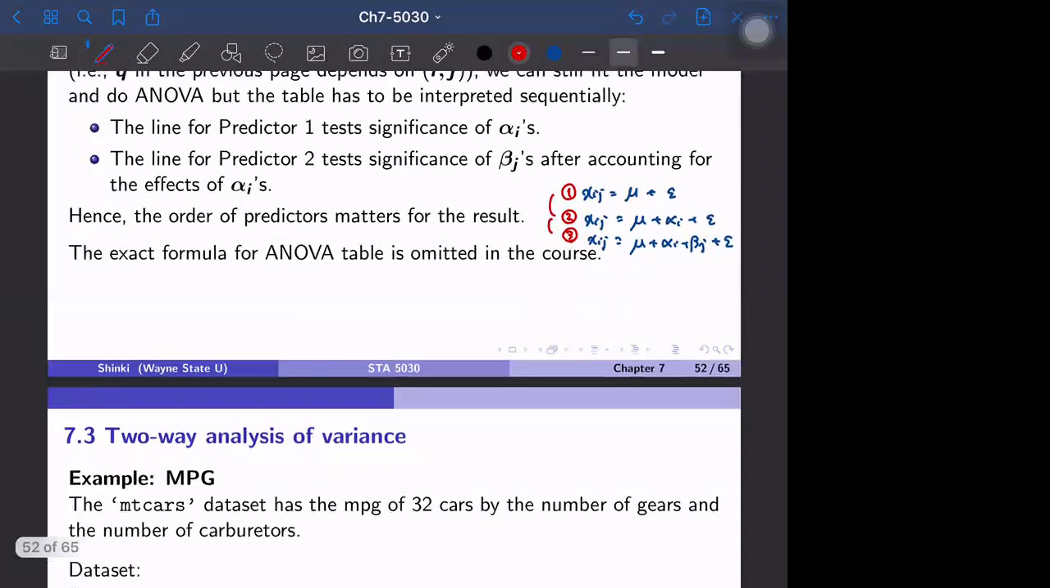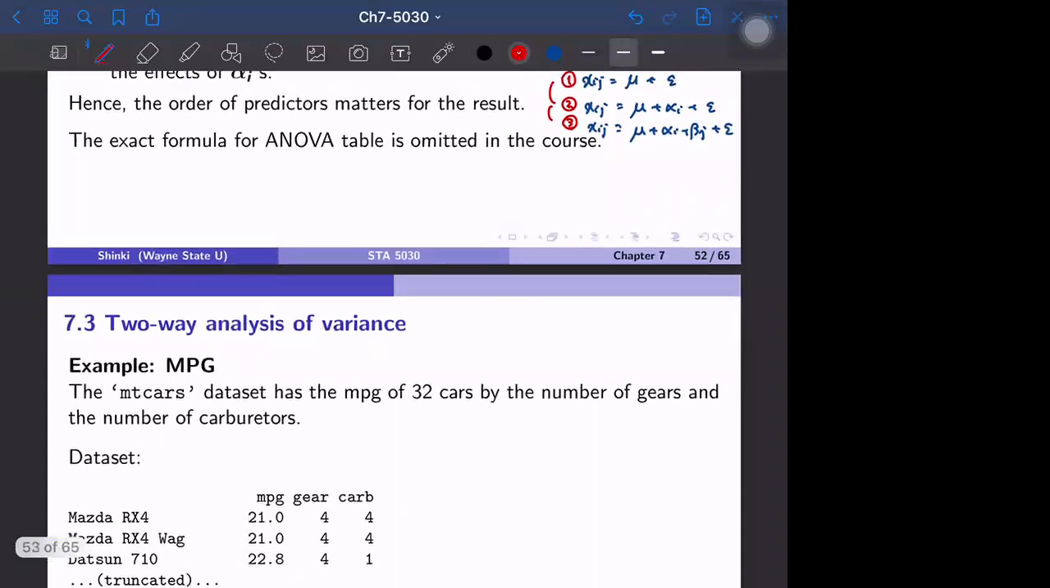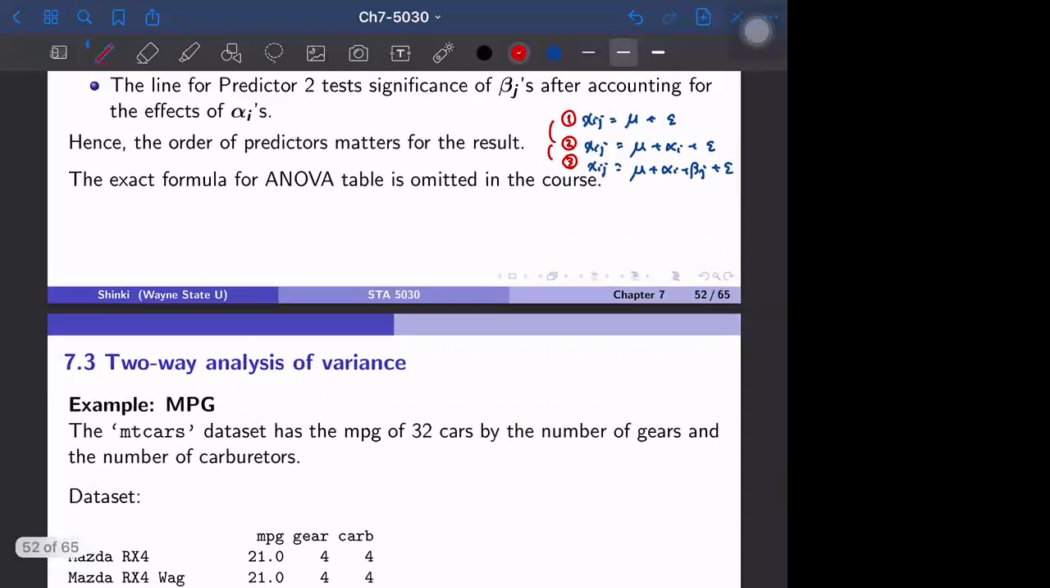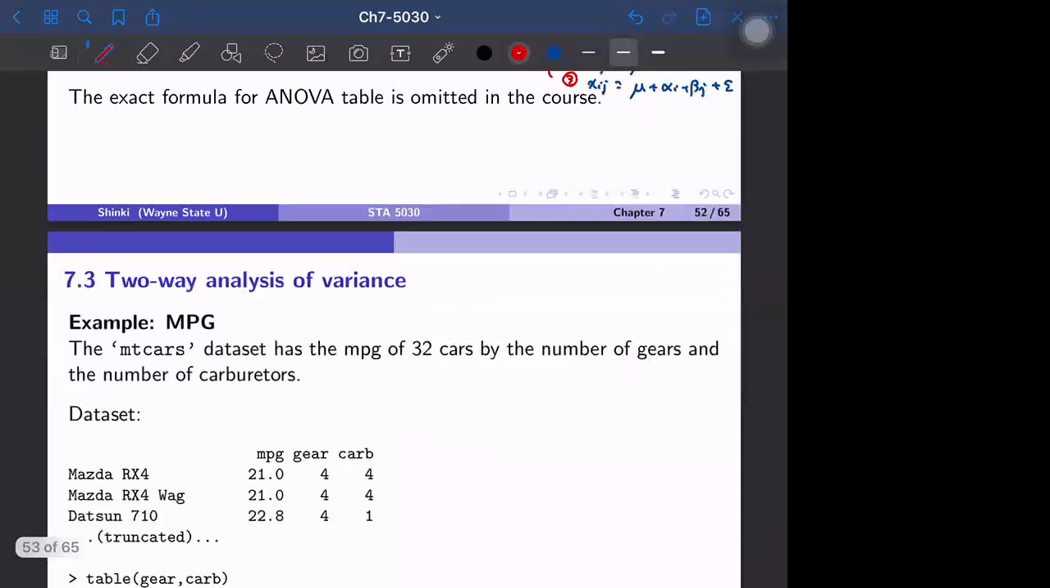The exact formulas for the sum of squared residuals and so on are omitted in the course, but we discuss them later in this chapter, and you can see almost everything.